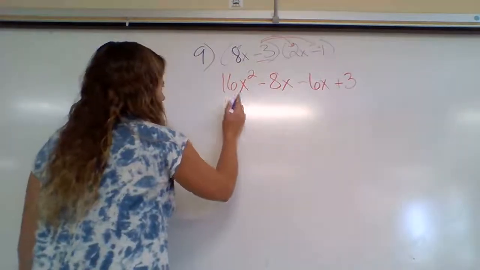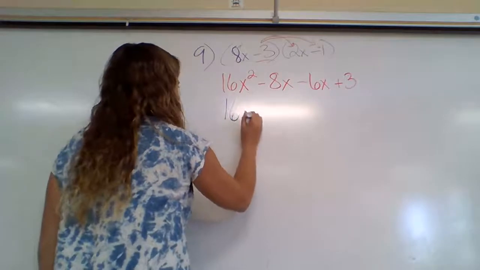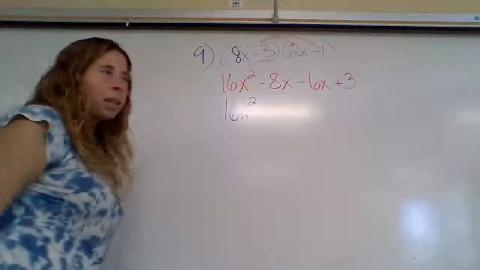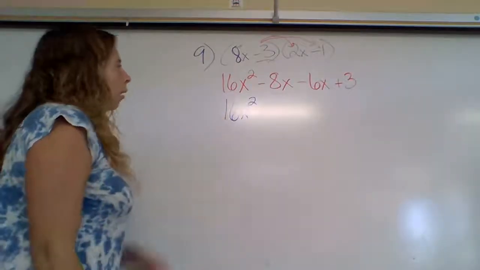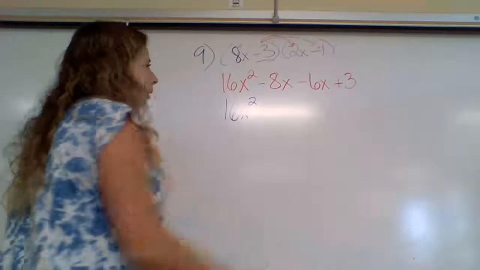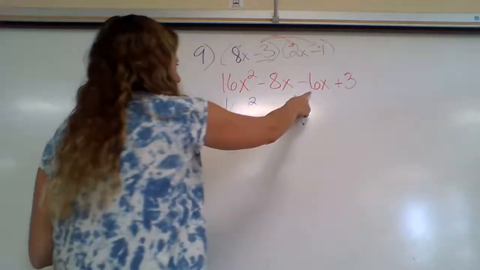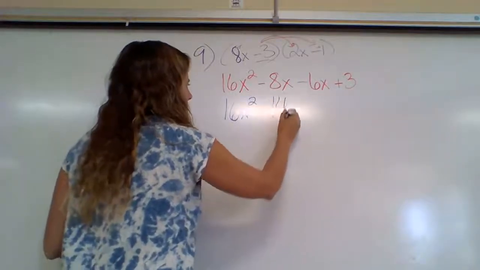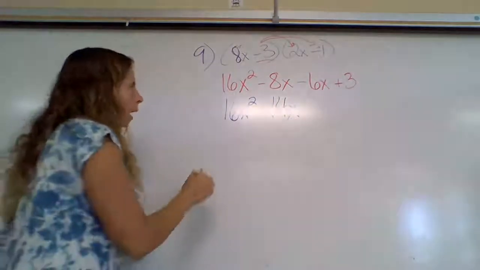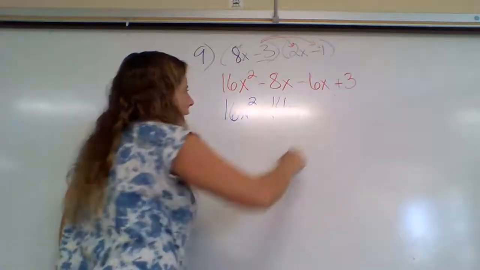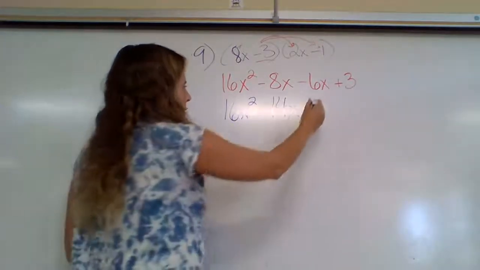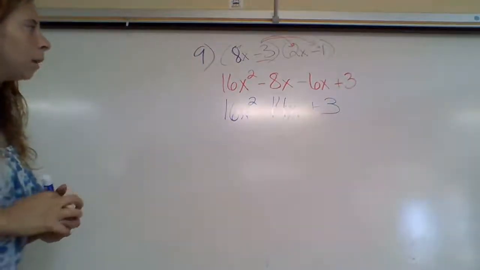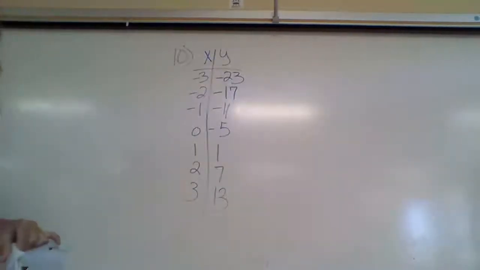This is the only x squared, so just rewrite it. 16x squared. And then you have negative 8x minus 6x. So once again, I took away 8 cell phones. Ha! And then I took away 6 more. Negative 14x. And then your constant is a 3, and he's the only one without an x, so just rewrite him. And that's it. All done.